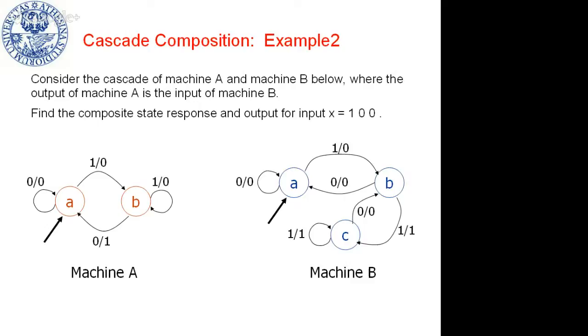Right? If you have a zero, machine A will stay in A, produces an output zero. Zero is an input to machine B, will make machine B stay in A and produce a zero. So if you have a zero, you stay in A and produce a zero. With the 1, machine A is going to B, produces a 0. The 0 is going to make machine B stay in A and produce a 0. So with the 1, you go to BA and produce a 0. Now from BA, if you have a 0, you go back to A, you produce a 1. A with 1 goes to B and produces 0. So now you go to AB and produce 0.